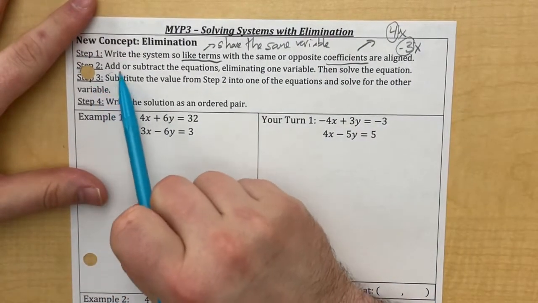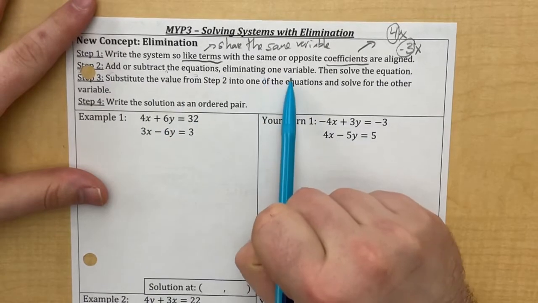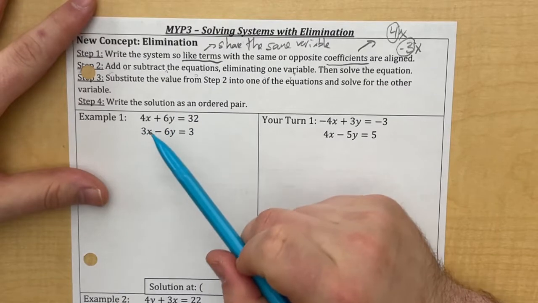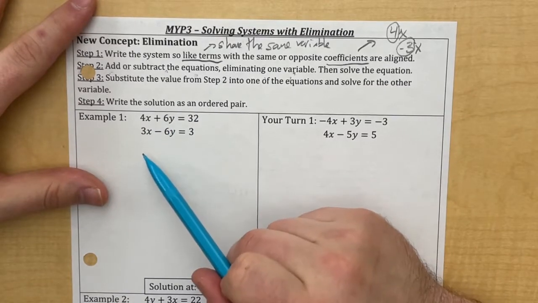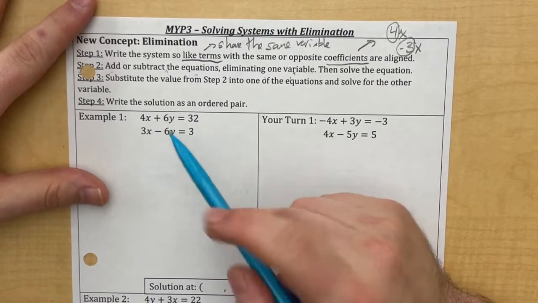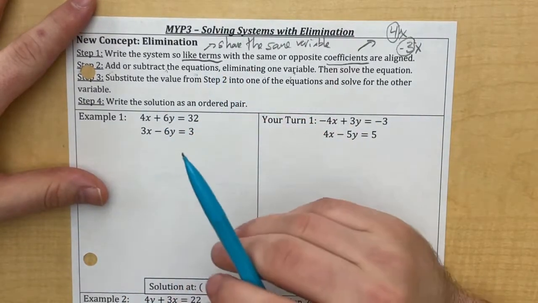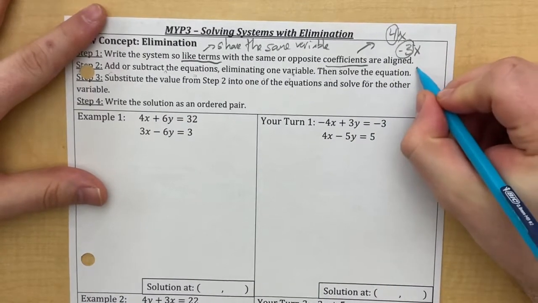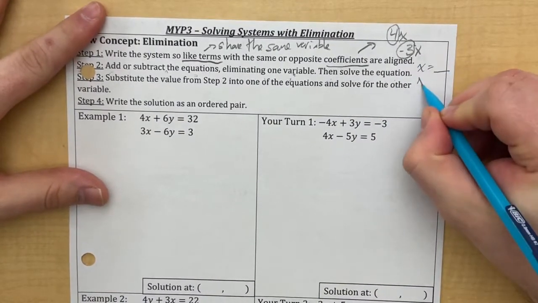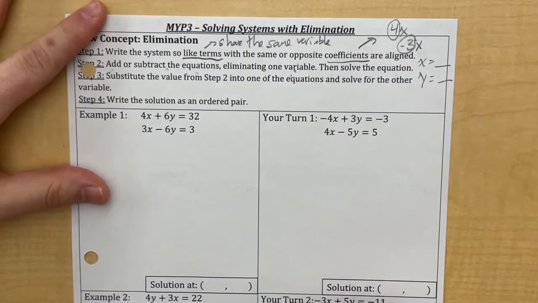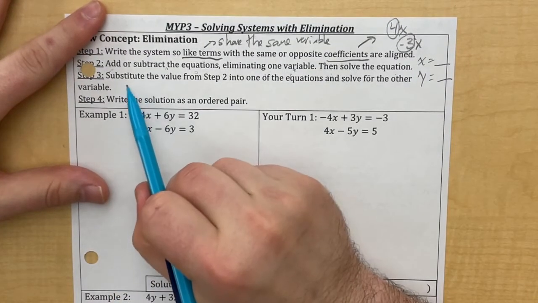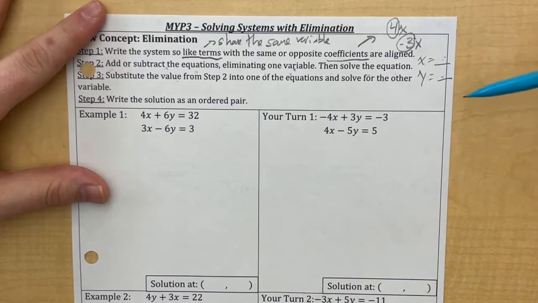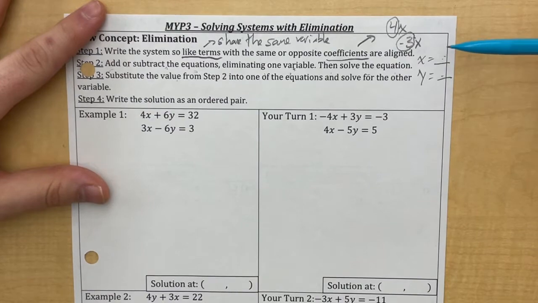In step number 2, it says add or subtract the equations, eliminating one variable. So what that means is this: after I eliminate one of the variables, I should just have one variable left over, meaning it should always be in terms of just one variable. Then solve the equation. So I'll have either x equals a number or y equals a number, one of those two situations. And then whatever I find, I'm going to take that value and substitute it back into our original equations and solve for the other variable.